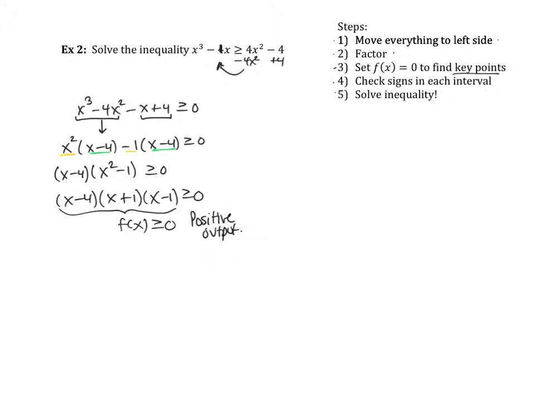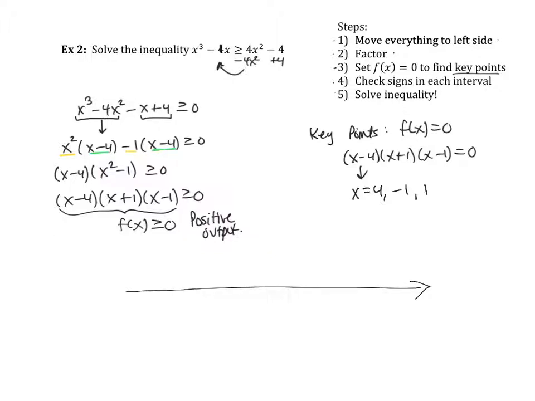Now, next step is to come up with what are the key points. And for a polynomial inequality, that is when the output is 0. Those are the x-intercepts. So I would take x minus 4, x plus 1, x minus 1 and set that equal to 0, and then the zero product property gives me that x equals a positive 4, a negative 1, and a positive 1. So those are our key points: negative 1, 1, and 4.